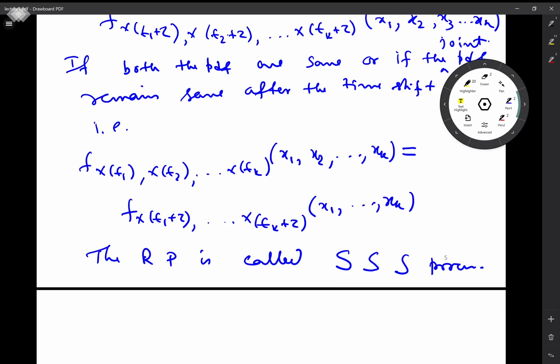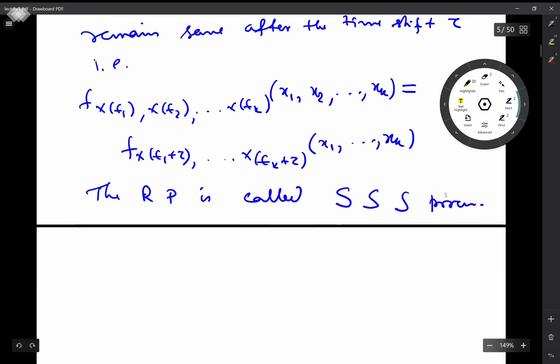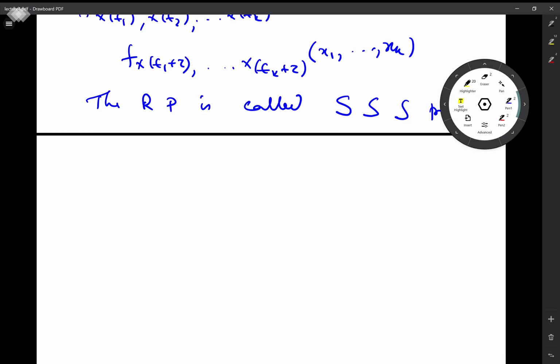Now in many books you will see them characterizing it as a first order stationary process, or first order strict sense stationary process, second order strict sense stationary process, like that. We can tell that based on k. If we take only one time instant t1, that is a first order stationary process. If we take two time samples t1 and t2, it becomes a second order stationary process, and so on. It's very simple, but still we will mention it.